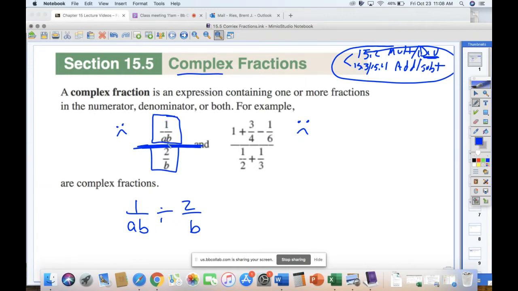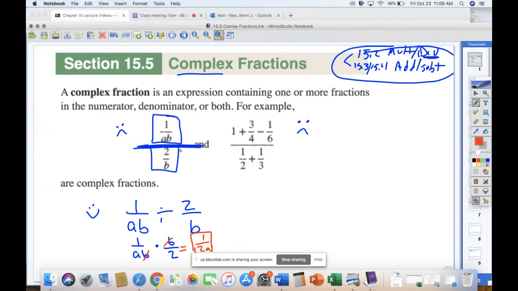So it's a fraction divided by a fraction. If we rewrite it horizontally, now it becomes something we're very familiar with. We're going to keep, change, flip. We keep the first fraction, 1 over AB, we change division to multiplication, and we flip 2 over B to B over 2, and we recognize that the B and the B cancel, and I get 1 over A times 2, which is 2A.